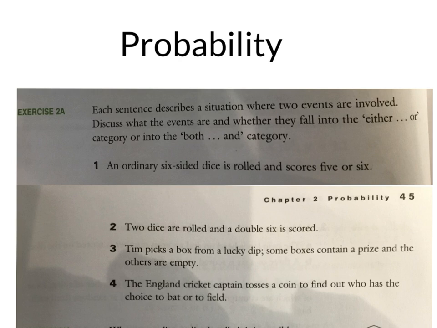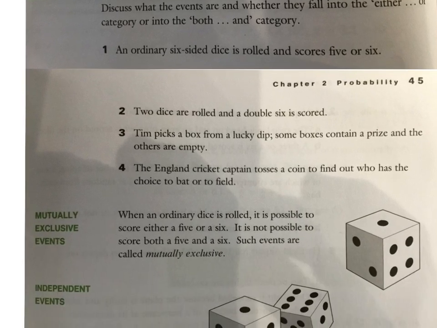Either-or. Number 4, the England cricket captain tosses a coin to find out who has the choice to bat or field. Hit pause. So the two events: the event is you can bat, the other event is to field. And either you bat or you field. You can't do both first. A bit of a strange exercise, but just to get you thinking about how events occur, that one.